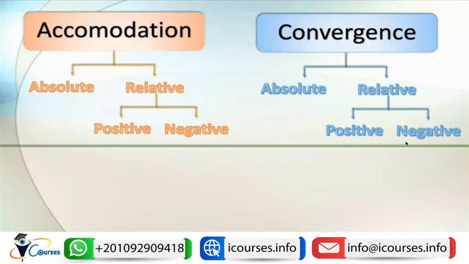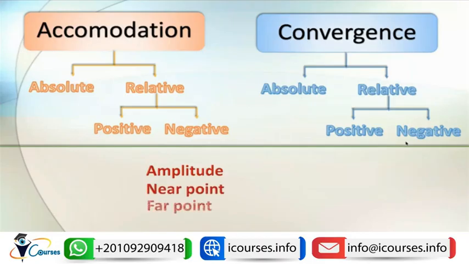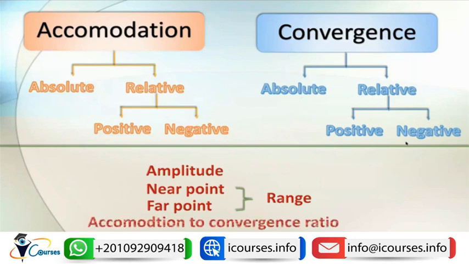Our aim in this lecture is to study what's called the amplitude, the near point, the far point, and the difference between both of them, which is called the range, and the accommodation to convergence ratio. So we need to know the amplitude of accommodation and the amplitude of convergence. What are they? The near point of accommodation and convergence, the far point of accommodation and convergence, what is the difference in range between them, and what is the equation that will govern the relation between the accommodation and the convergence.